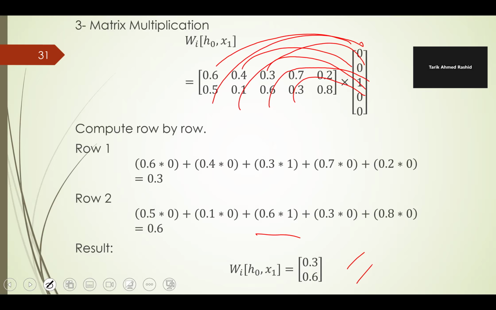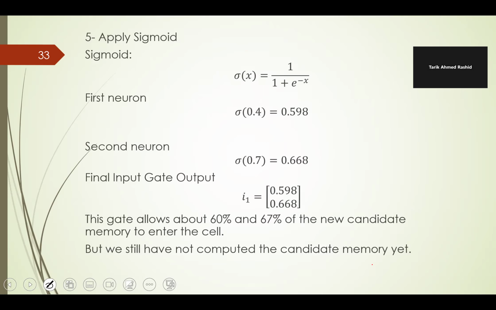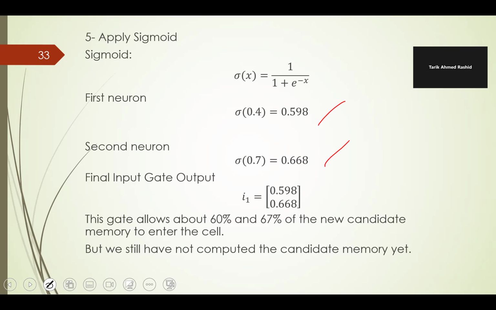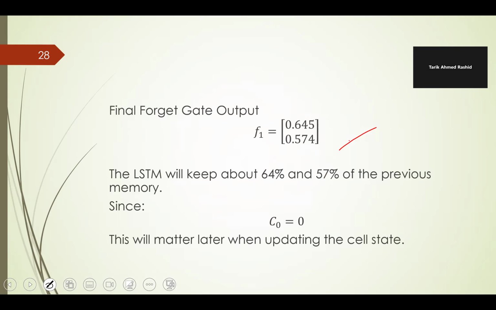Now that's also done. We add them to the bias that we have. Again, we assume 0.1 and 0.1. So subject them to sigmoid. Again, here this value, subject this 0.4 to sigmoid, 0.7 to sigmoid, and we receive this one and that one. So what it means, just to let you know, is that 64% will be kept, and the rest will be thrown away. 75% for the second neuron will be kept, and the rest will be thrown away.